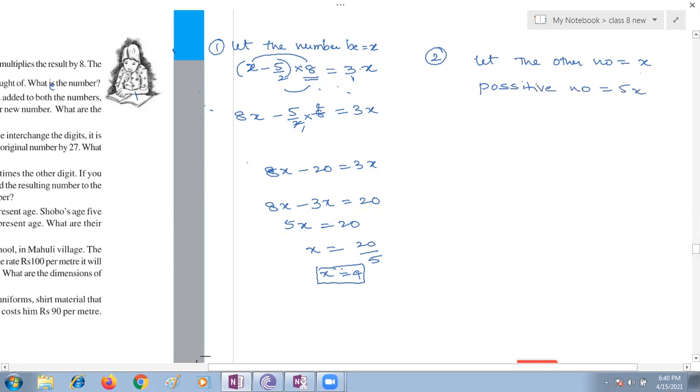Now 21 is added to both the numbers. So the other condition is that you are supposed to add 21. Now x plus 21 and 5x plus 21. Ma'am, can you show the question? One minute, Pallav. Let me share my question.